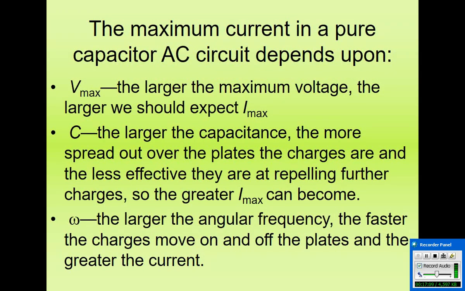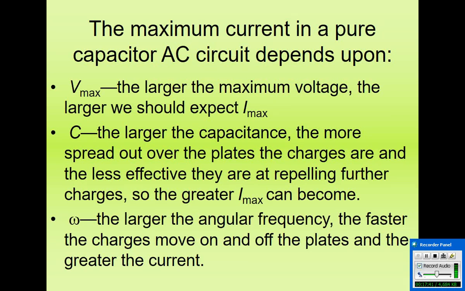Now, it shouldn't be a surprise that the larger the maximum voltage, the larger we can expect the current to be. That isn't really any different than what we should think of from Ohm's law. But it's not a resistor that's involved here. It's a capacitor. The charges on the capacitor act to slow down the current, just as a resistor can, but there is going to be a little bit of a difference.